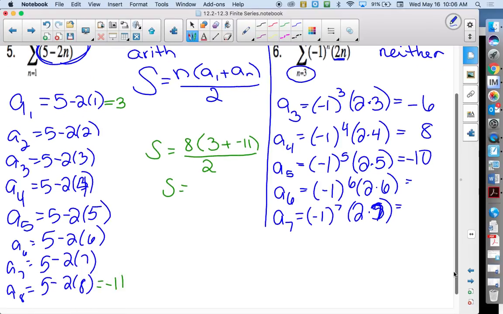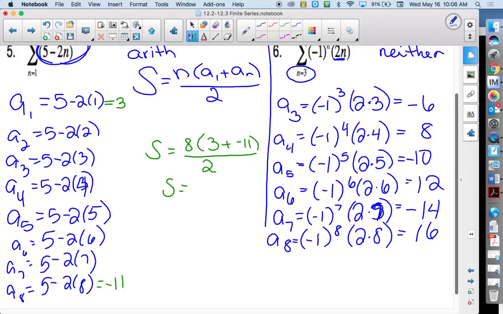And then when you plug in a 6, you have negative 1 to the 6th power. 2 times 6 is 12. Negative 1 to the 6th power makes it a positive 12. Plugging in a 7, 2 times 7 is 14. Negative 1 to the 7th is negative, so it's negative 14. And then you stop by plugging in an 8. So that's the 16, and it's a positive 16.